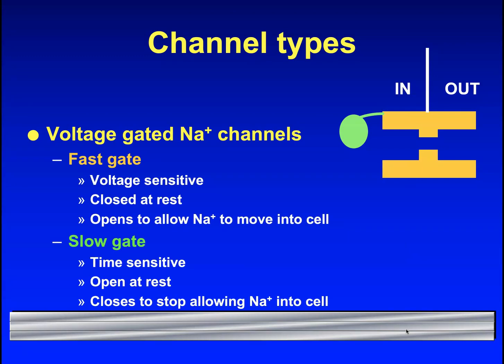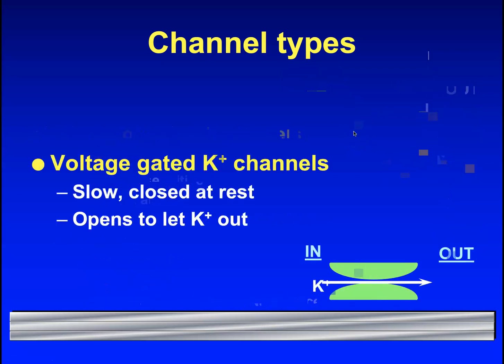Voltage-gated sodium channels. There's two parts to it. There's a fast gate, and at rest, that's going to be closed. Now I'll go through this. And a slow gate, and that's going to be open at rest. And it expands the membrane, and it's going to allow sodium to rush into the cell. So this is the fast gate. This is considered the slow gate. And I'll go through more.